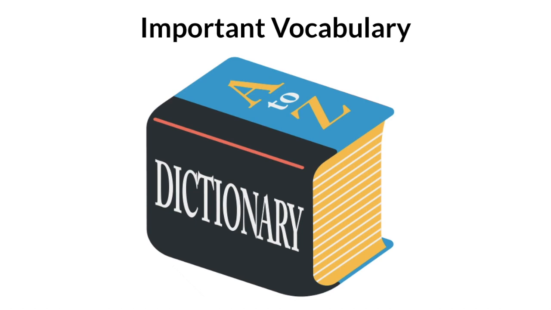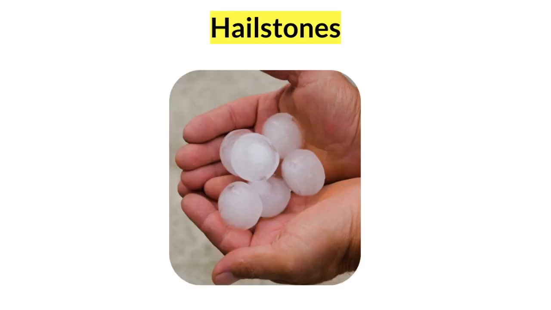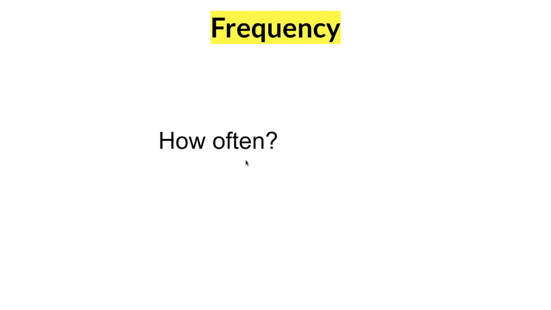Here's some important vocabulary you'll need today. Hailstones are what we call hail. Frequency means how often. Let's go over today's assignment.